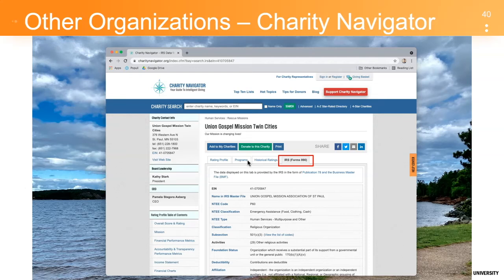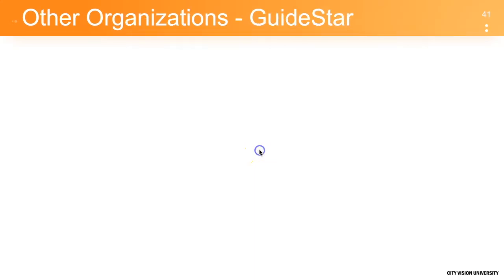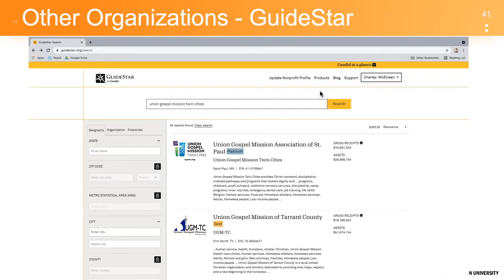Now, there are other online resources that you can look at as well. So let's turn to GuideStar here. And in GuideStar, it's a little different approach, but it still gives you a lot of great information, maybe even more so than Charity Navigator. So in this example, I went to GuideStar.org and I typed in Union Gospel Mission Twin Cities. And the first thing that comes up, of course, is the name and its EIN and a short description of what it provides. But what I'd like you to take a look at is to notice the gross receipts. In this case, we're talking almost $20 million.